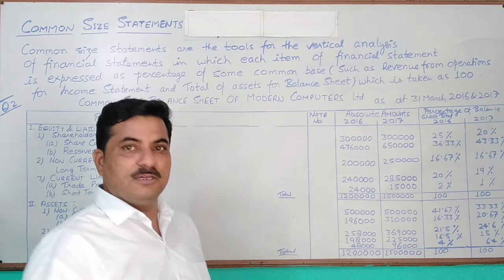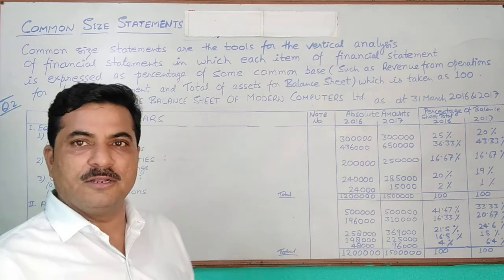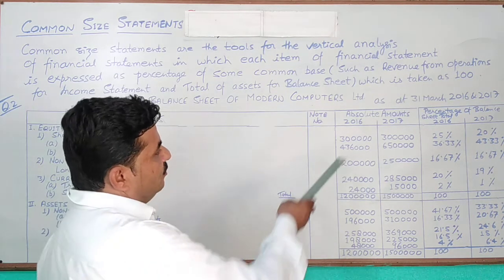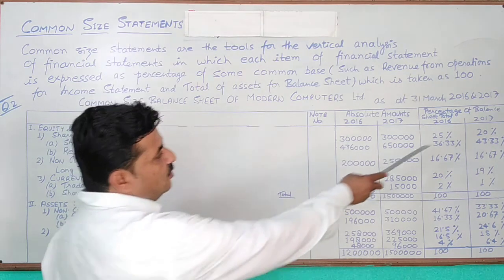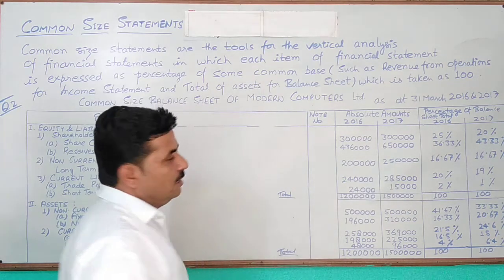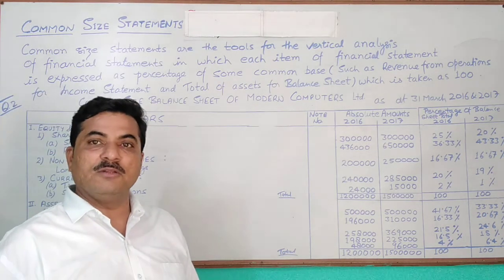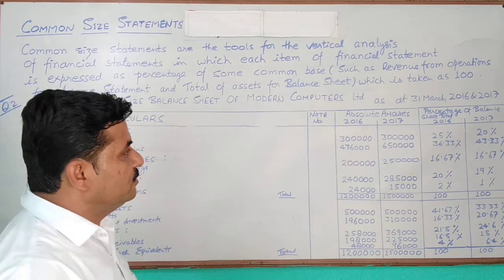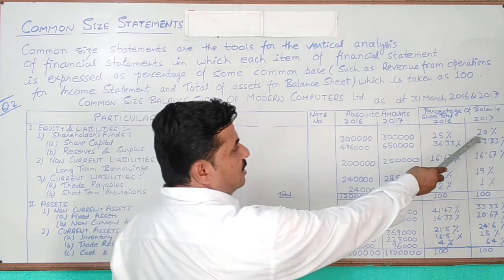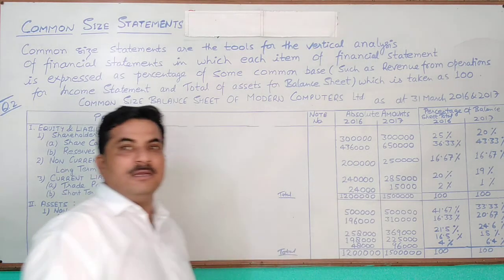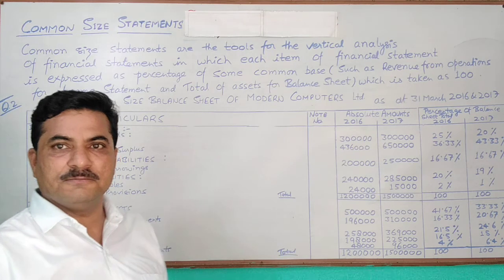It means we have to find out the percentage of every item as compared to the total of the balance sheet for the particular year. So we can say that rupees 3 lakh upon rupees 12 lakh into 100 becomes 25%. It means in the year 2016, share capital was 25% of the total of the balance sheet. Then rupees 3 lakh upon 15 lakh into 100 becomes 20%. It means in the year 2017, share capital becomes 20% of the total of the balance sheet.